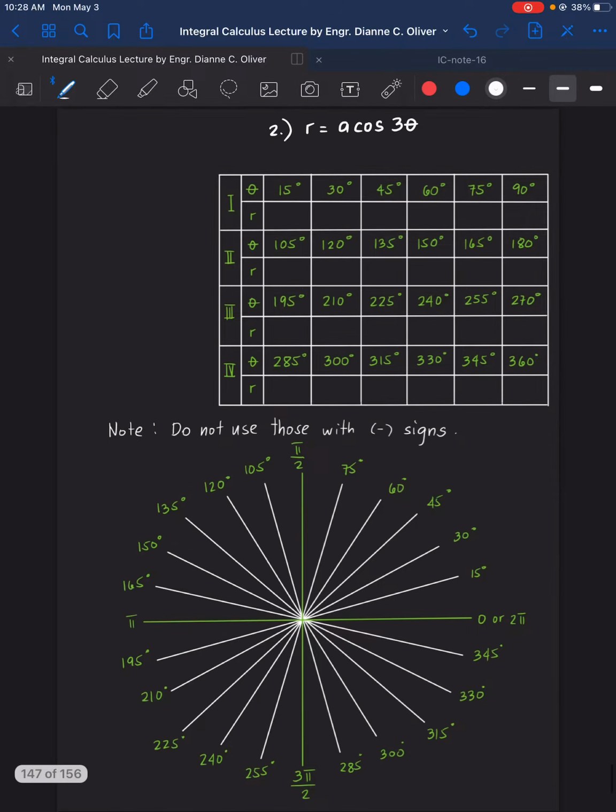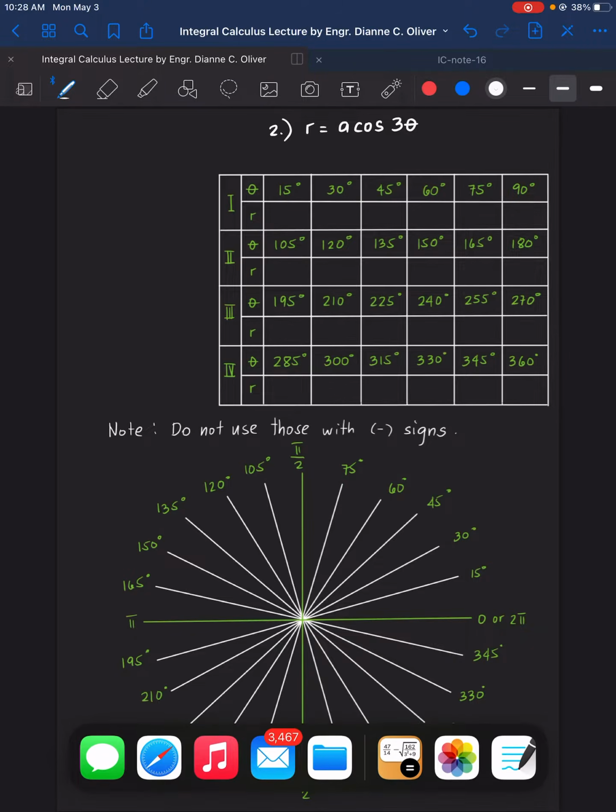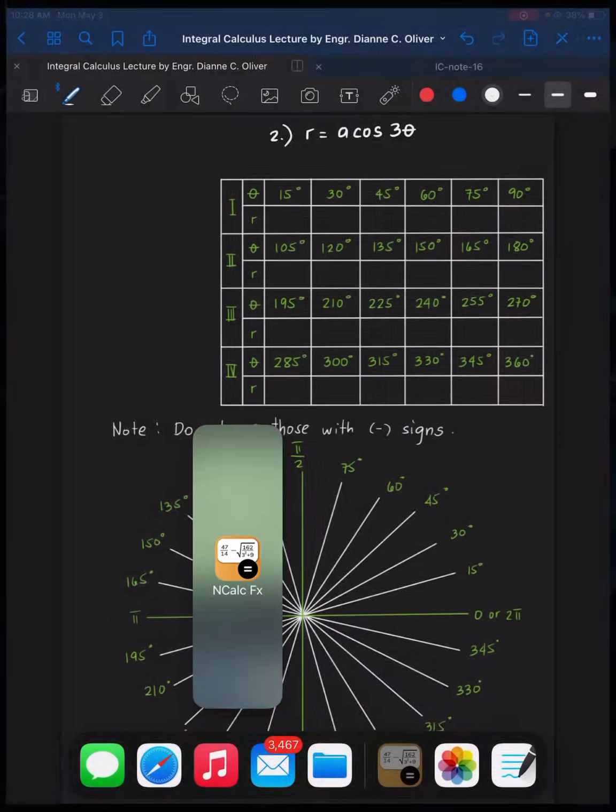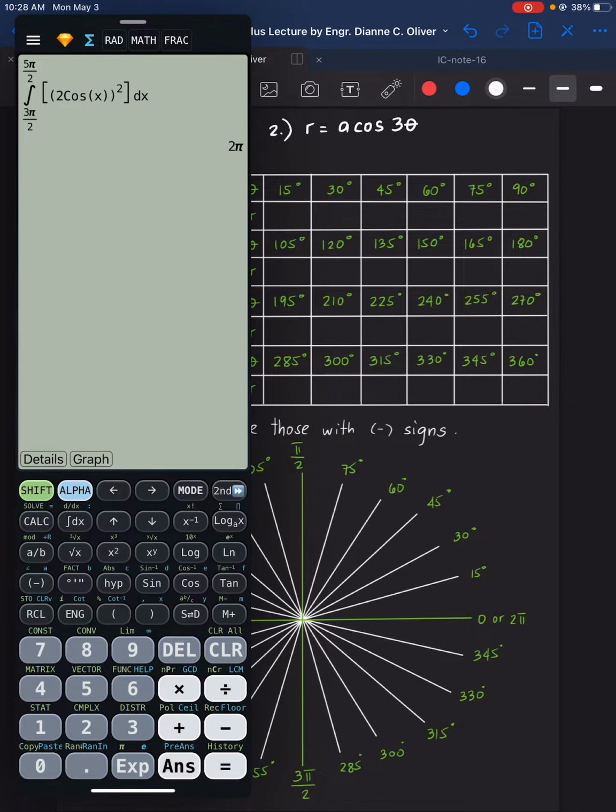Now let's proceed to number 2. For number 2, let's fill the table first so that we can sketch the curve. So let's go back to the degree mode for the table. Now this is something you need to be very careful about: when you have your calculator in radian and degree mode. For the table, we will use the degree mode.